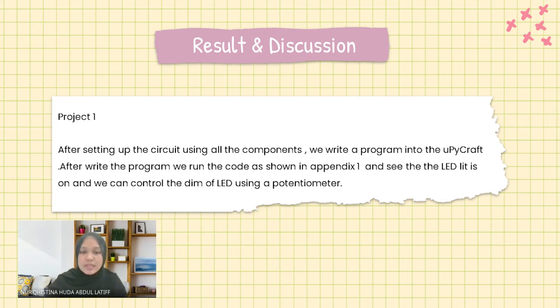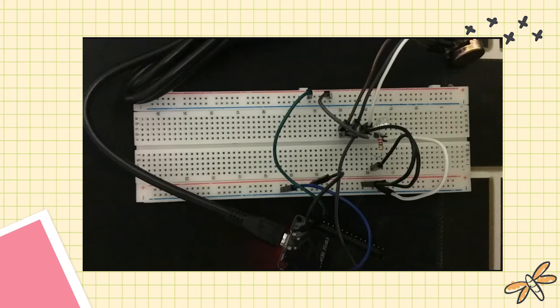For the result and discussion for project 1, after setting up the circuit using all the components, coding the program suitable to the requirement and start writing using UPCraft app. After writing the code as shown in appendix 1, then click the connect button and run the program to see the result. We use a potentiometer for controlling the dim of the LED brightness. So this is project 1.